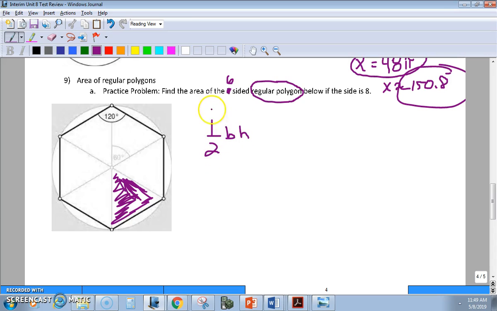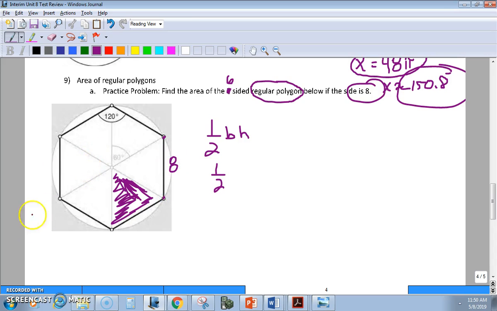So basically a triangle is half of a rectangle, right? Base times height is how you find a rectangle. So 1/2 the base times the height of one of these triangles. So we know the base, we know part of it. We know the base is 8. It says the base is 8.